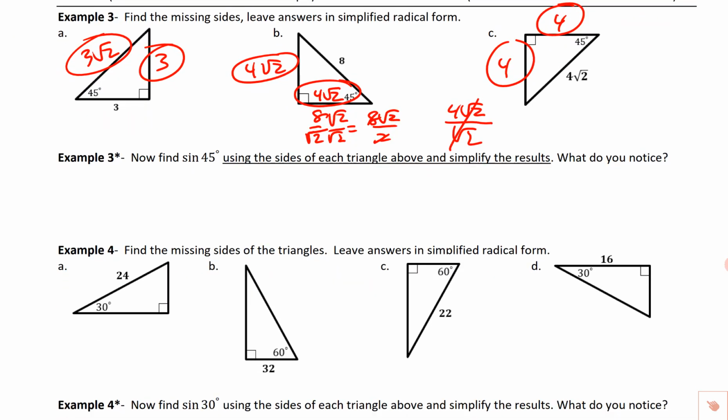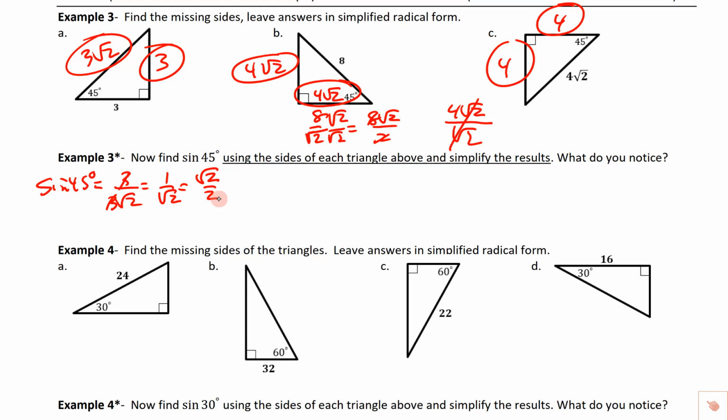Okay, now, if that's easy, I just want to make a point, so please bear with me. This stuff was discovered over hundreds, if not thousands of years. This is pretty amazing. Watch this. Using the sides of each triangle above, simplify the results. What do you notice? So the sine of 45 degrees would be the 3 over, let's see, that's the opposite. The hypotenuse is 3 radical 2. I can cancel those. I get 1 over radical 2, which I'm going to write as radical 2 over 2.